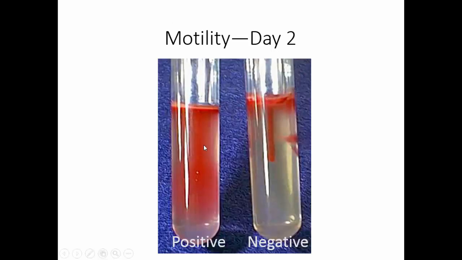So here you see a positive motility, a nice cloud of growth, no clean stab line, and here you see a very clean stab line. This activity at the top is because there was moisture on the top of the agar. That allowed the organism to spread around on the top, and sometimes it can get down between the tube and the agar if there's moisture there.